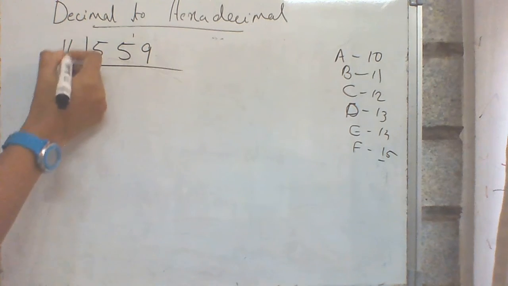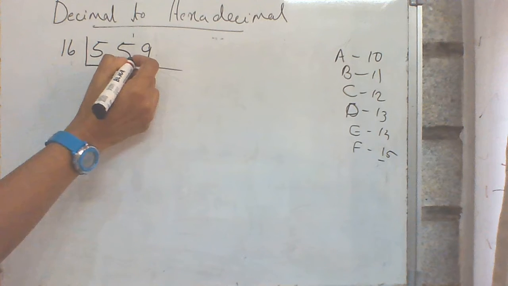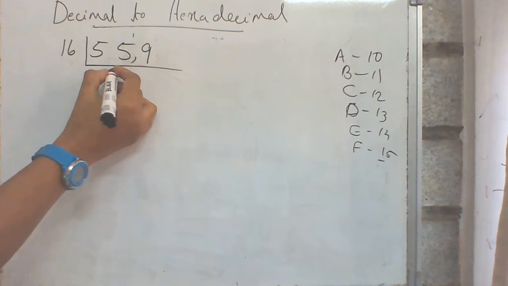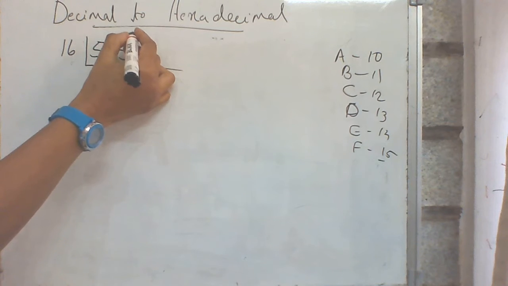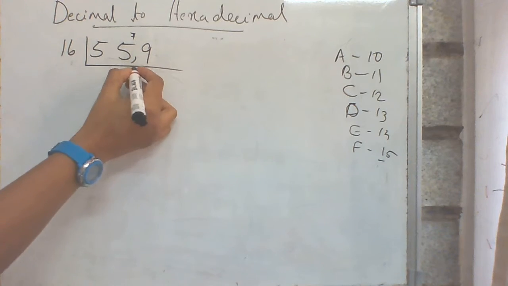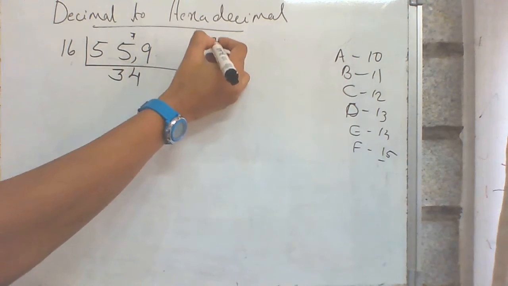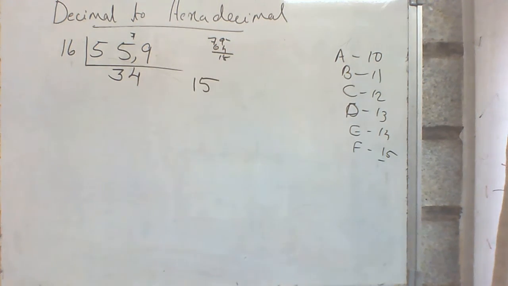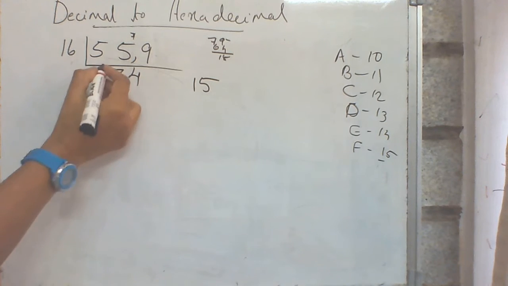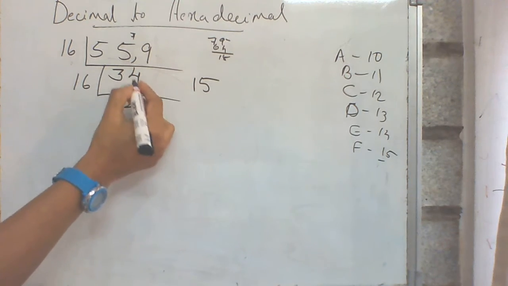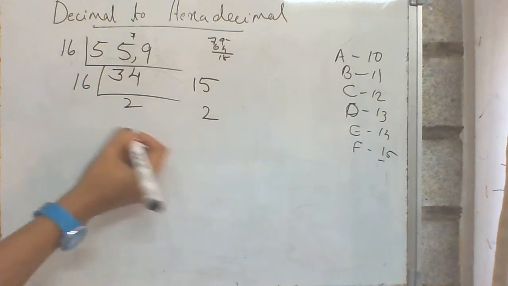559 divided by 16. In 55, how many 16s are there? 16 threes are 48. Then remainder 7. In 79, how many 16s are there? 16 fours are 64. Then 79 minus 64 is equal to 15. So the remainder is 15. Then in 34, how many 16s are there? 16 twos are 32. 34 minus 32 is equal to 2. So the remainder is 2.